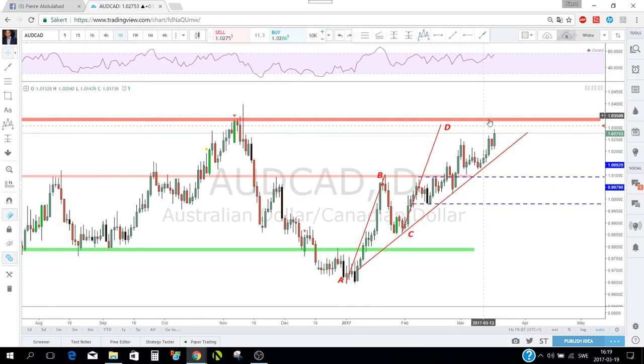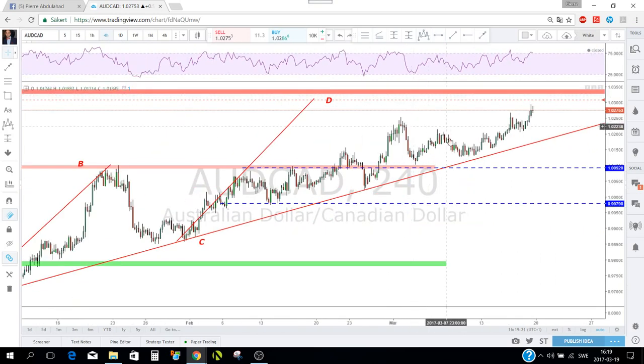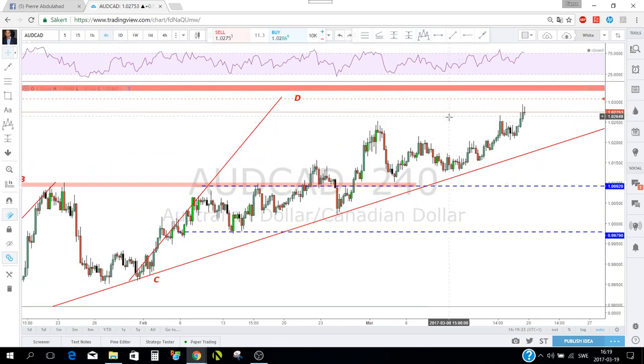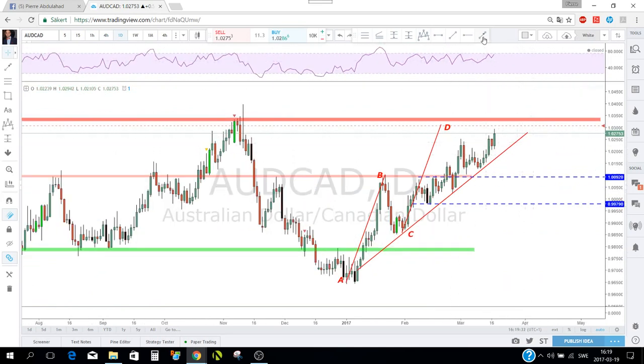So Aussie CAD, I'm still waiting for price to reach this area back up here, maybe a little bit lower, and I will be looking for shorting reasons. I don't think I need to go much to the 4 hour. We don't see a lot. We just broke these highs, and hopefully it will go up a little bit more and give me an entry reason to try to short it, at least to retest the lows here or this structure.